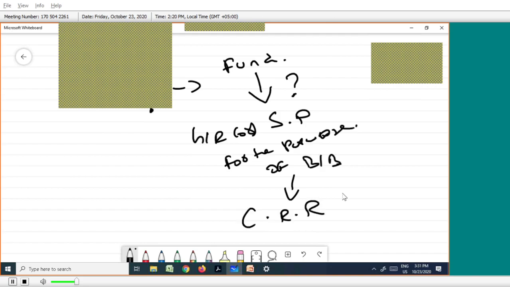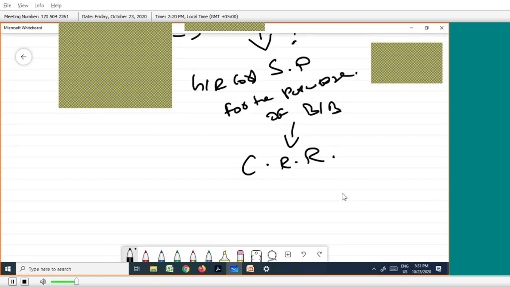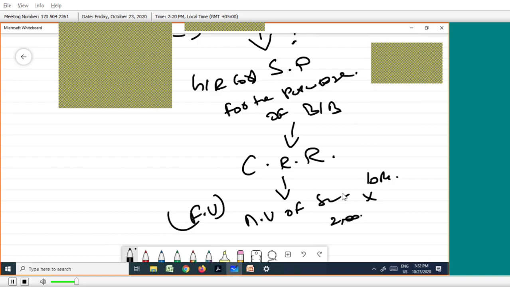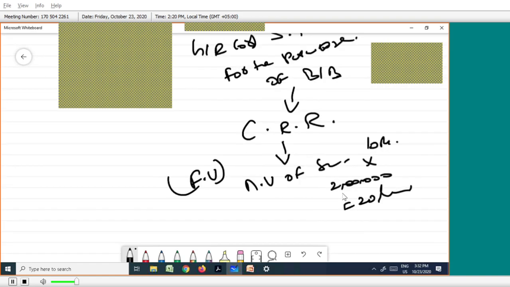I have to create CRR, capital redemption reserve. For what amount? For the nominal value of shares. Nominal value means face value of shares. I have to transfer from general reserve to the CRR account. What is the nominal value here? 10 rupees. How many shares bought back? 2 lakh shares. So 2 lakh into 10 equals 20 lakhs. For this 20 lakhs, I have to create CRR.